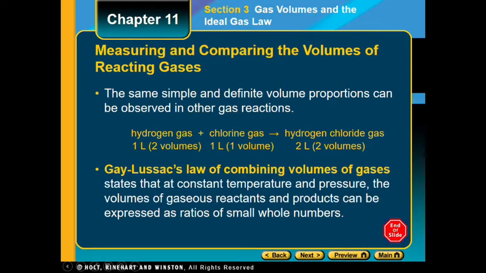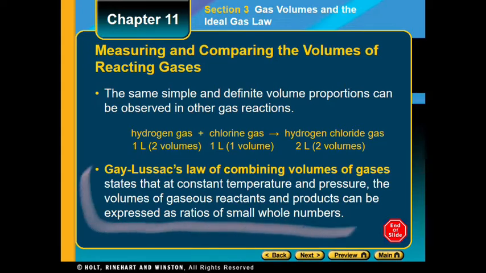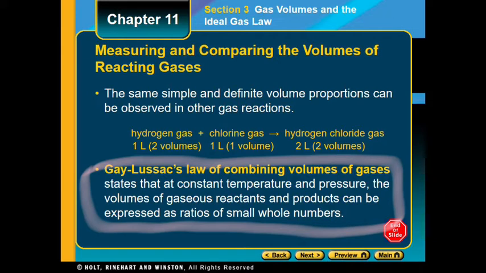And I'll be skipping over some things in the PowerPoint, but the important part on this one is the outline of Gay-Lussac's law of combining volumes of gases, which states at a constant temperature and pressure, the volume of gaseous reactants and products can be expressed as a ratio of small whole numbers. And we will get to that within some examples. And right above it, it shows you hydrogen plus chlorine gas yields hydrogen chloride gas. 1 liter plus 1 liter of each yields 2 liters of hydrogen chloride gas.